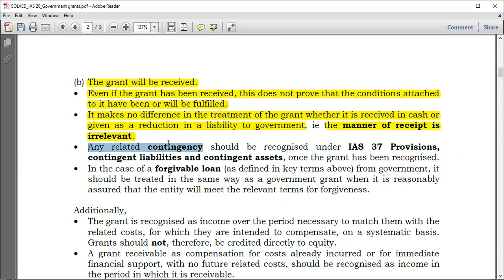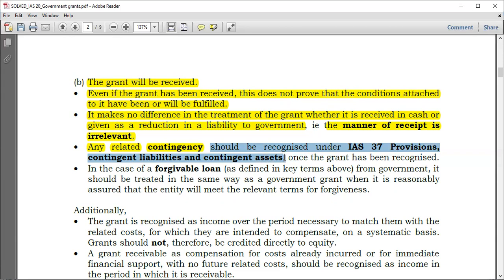Okay, another point. Any related contingent, of course, this is usually not seen. I hope you know the meaning of contingent, right? It is future uncertainty. You won't be able to know exactly what will happen. It will depend on future uncertain events. So any related contingent should be recognized under IAS 37. There's a standard called 37. It speaks of provisions. Provision is a liability that is probable. Contingent liability is a liability which is possible, less than 50%, and contingent asset. This is the standard. So in case there is any contingency, it would fall under that. But actually, to meet this is very rare.